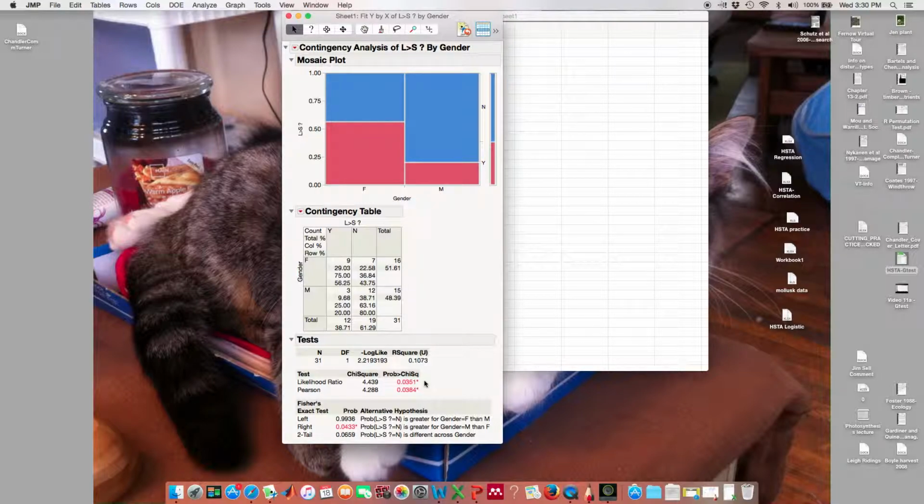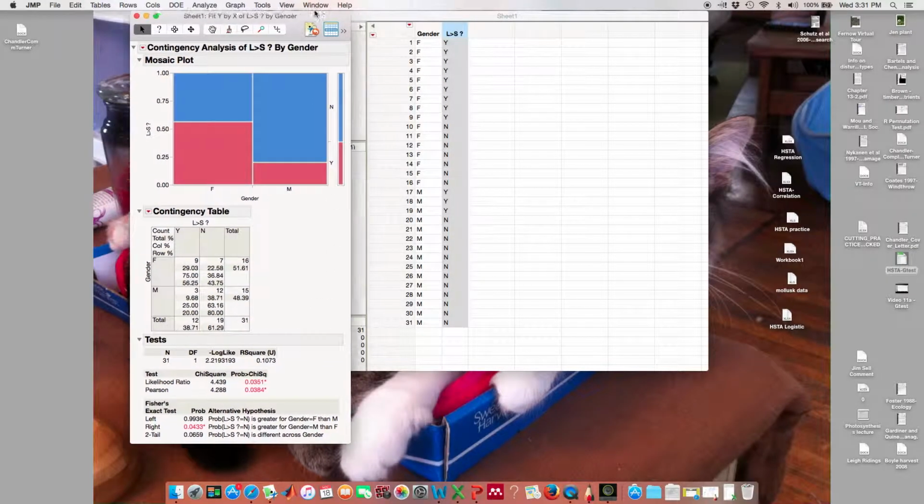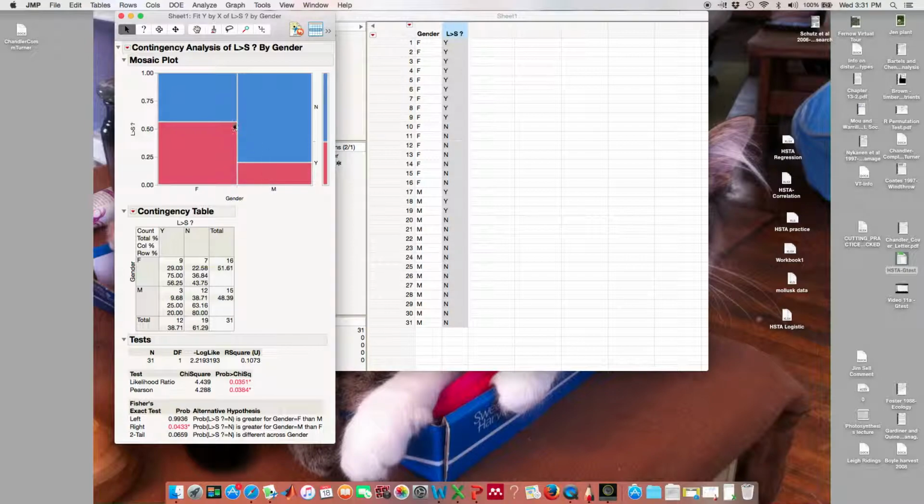So what does that tell us? What's our cutoff value for p-values? You should know that by now. It's 0.05. So anything above 0.05, we would accept our null hypothesis. But you can see here that we have a p-value below 0.05. So we reject that null hypothesis, right? And we say that we do see a difference in proportions among genders.